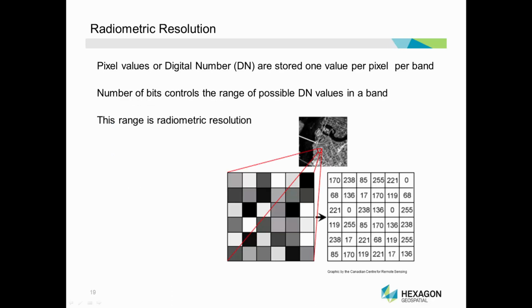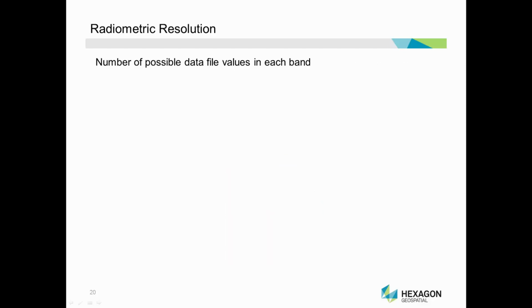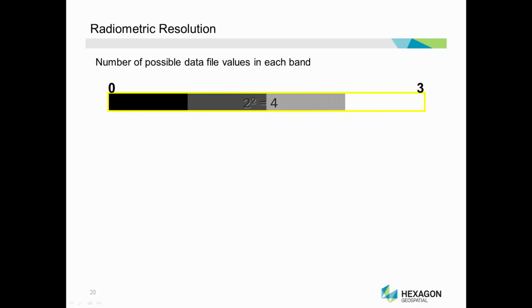Radiometric resolution refers to the bit depth, and it determines the range of digital numbers stored within an image. Computers store information using ones and zeros. Each bit within an image has 2 possible values, a 1 or a 0. Therefore, 2 to the exponent bit value defines the range of values found in an image. For example, if we have a 2-bit image, we can calculate 2 to the second power equals 4. There are 4 possible values in a 2-bit image. Because 0 is a value, the range is 0 to 3.